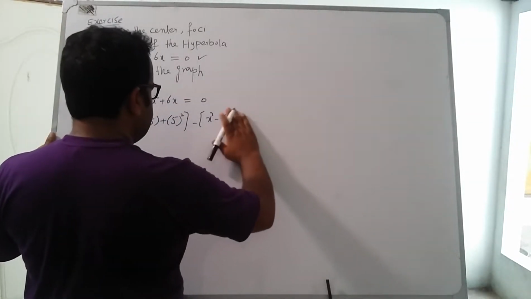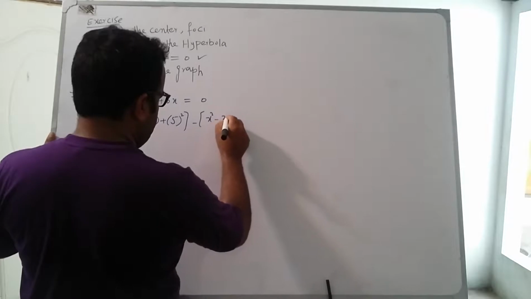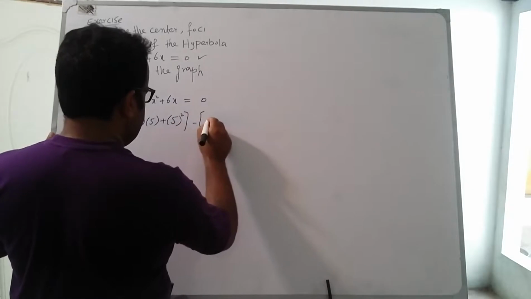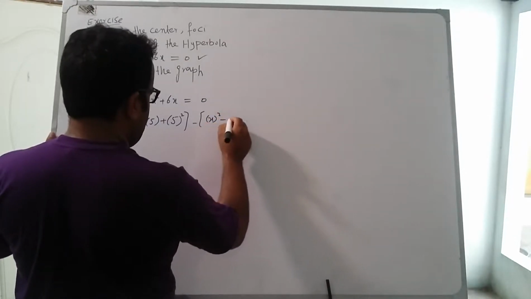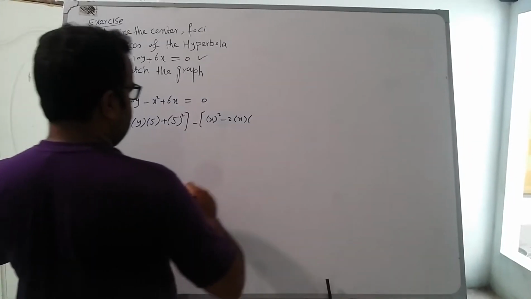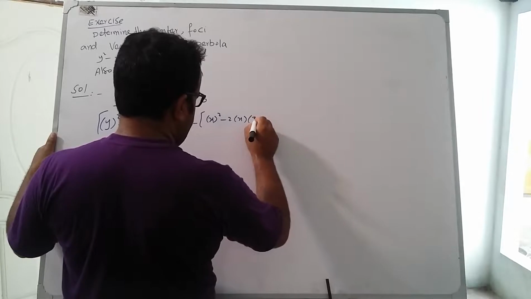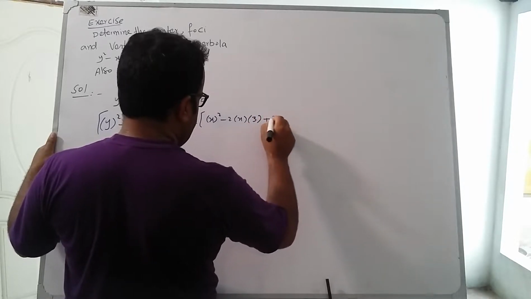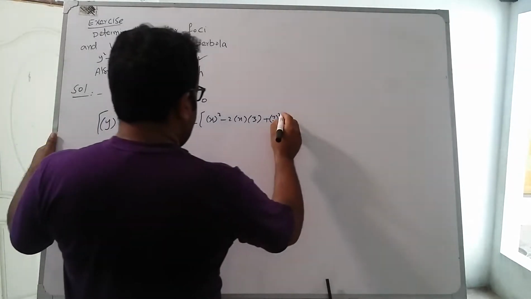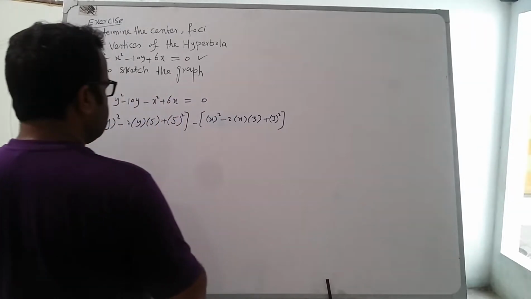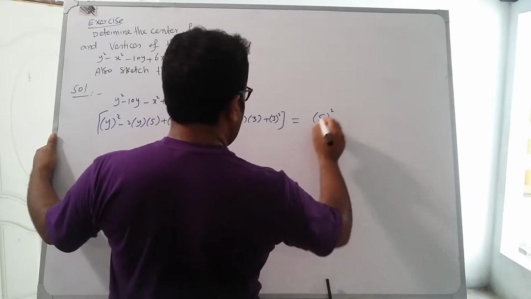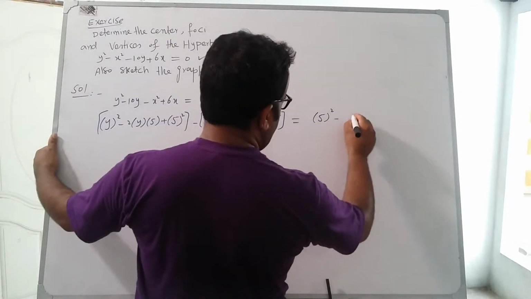Or we can write this 6x just like minus 2 into this x, minus x square minus 2 into x into 3. To make it minus 6, we will multiply by 3. It means that plus 3 square, means minus 3 square will be added on both sides. So here we will add what? 5 square and minus 3 square.